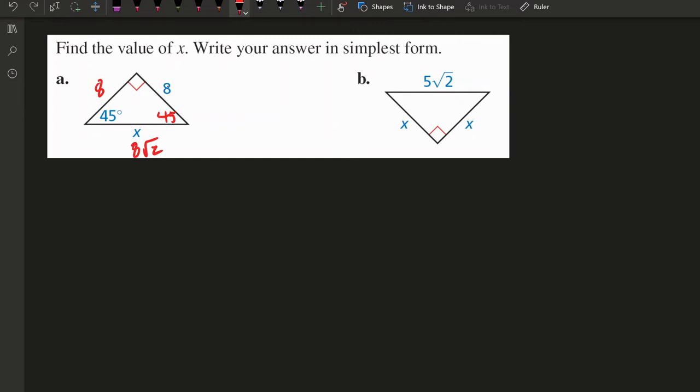Now in part B, the 5 square root of 2 is on the hypotenuse, so that means if this is 5 square root of 2, I would divide by square root of 2, which would just get me 5. And then since the legs match, this one is also 5.